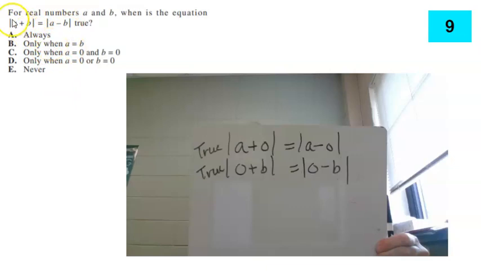If a is equal to b, it is still not true, because 2 plus 2 is 4 and 2 minus 2 is 0, so that can't work. So the actual answers are these two. If a is 0 or b is 0, it's going to come out to be true, because this is absolute value of a equals absolute value of a. This is absolute value of b. Well, a negative b has the same absolute value as positive b, so these would be equal as well. So the correct answer is D, only when a is 0 or b is 0.